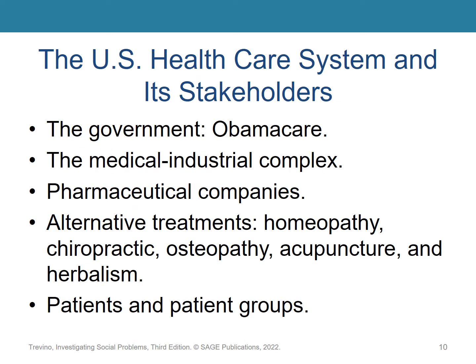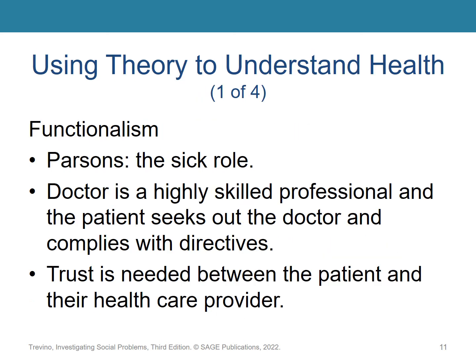The U.S. healthcare system and its stakeholders. You have the government, which has things like Obamacare, the medical industrial complex, the pharmaceutical companies, alternative treatments like homeopathy, chiropractic, osteopathy, acupuncture, and herbalism. And then patients and patient groups. These are all stakeholders, all are influenced by or have an influence in the U.S. healthcare system. So we look at the different theories to understand health.